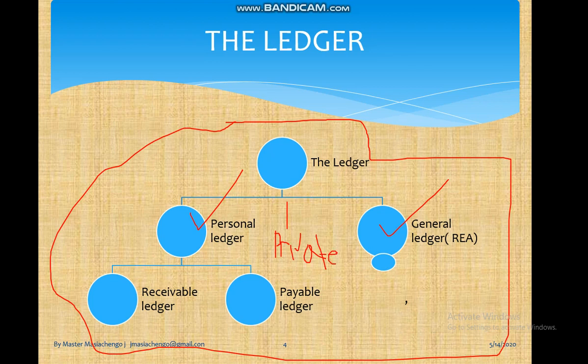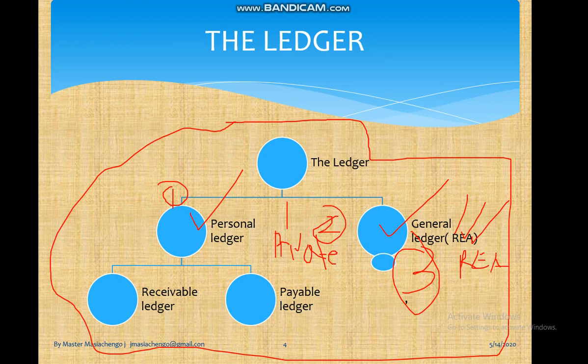The first one we agreed is our personal ledger. We move on to the private ledger. We move on to the general ledger, the third one. And we agreed that in the general ledger, what do we record? We record our revenues, our expenses, and also our assets. So if you just remember this acronym EA, then you are good to go on this one.